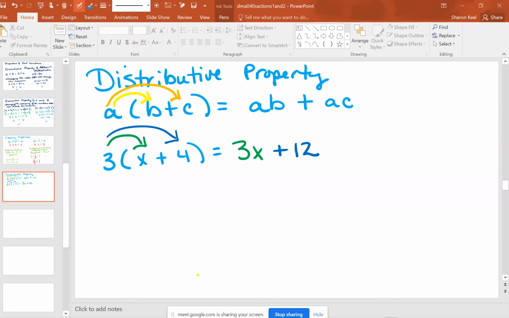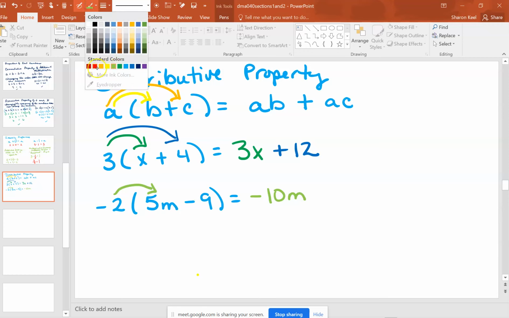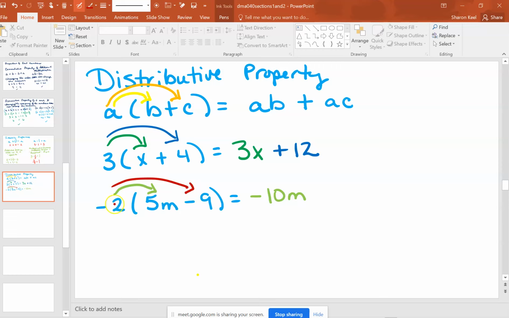Let's do another. Let's say I have a -2, and then let's say I have (5m minus 9). Okay, so when we distribute, we're going to multiply. I'm going to multiply -2 times 5m. Negative and positive is a -10m. And then I'm going to multiply -2, treat it as -9. Negative times negative is a positive. 2 times 9 is 18. So you're going to distribute the number in front by what's in the parentheses.